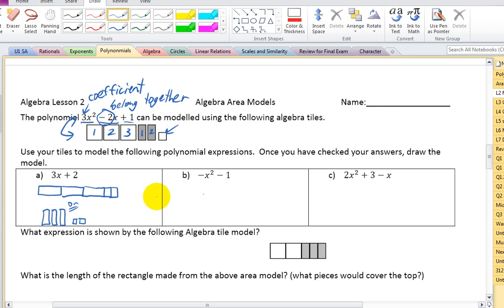B, go create it first. You should have a tile that you're calling negative x squared, so it's a big square that's shaded when you draw it, and then a little one that's also shaded. Now you don't have to go crazy with your shading, right? But again, it should be clear what's shaded and what's not. I look at that and I clearly see, hey, you tried to shade those in, they're shaded. Okay, try the next one. Create the trinomial 2x squared + 3 - x.